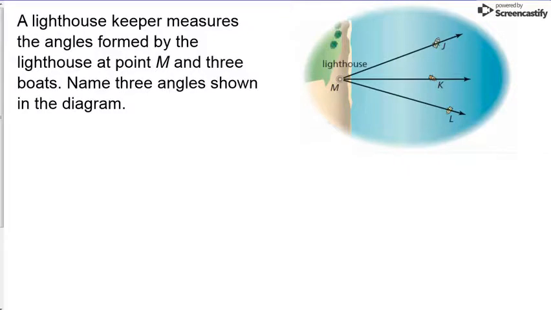All right, so first question. A lighthouse keeper measures the angles formed by the lighthouse at point M. So here's a lighthouse, point M, and there are 3 boats. The 3 boats are J, K, and L. Name 3 angles shown in the diagram.